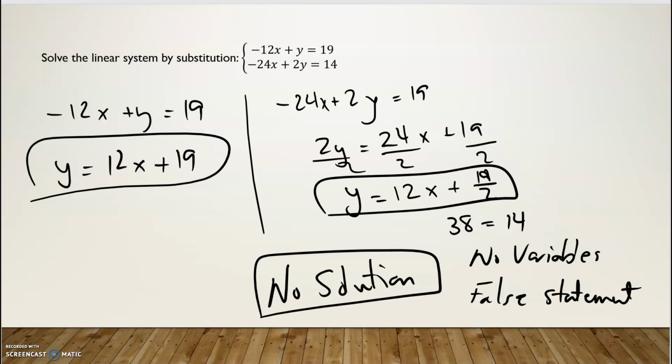Now notice they have the exact same slope, but they have different y-intercepts. So when you have the same slope but different y-intercepts, remember, for the slope to be the same, it has to have the same number and the same sign in front of it. One can't be negative and the other be positive. That's not the same slope. So both of them are positive 12 for the slope. And one you have 19 for the y-intercept, and the other one you have 19 over 2. So that means that you have parallel lines when that happens, which means you have no solution.